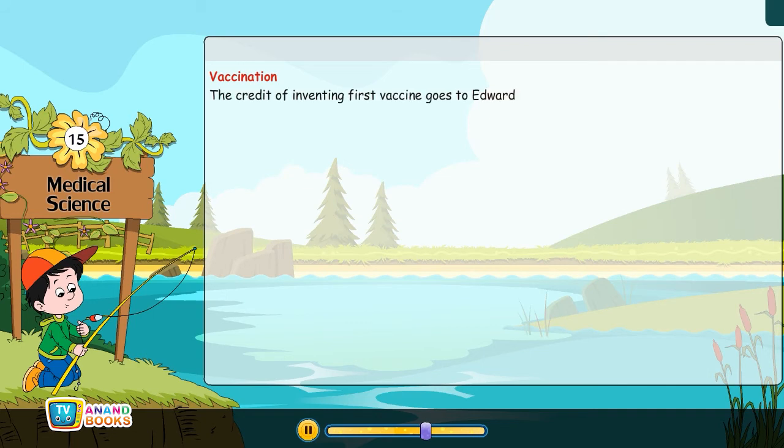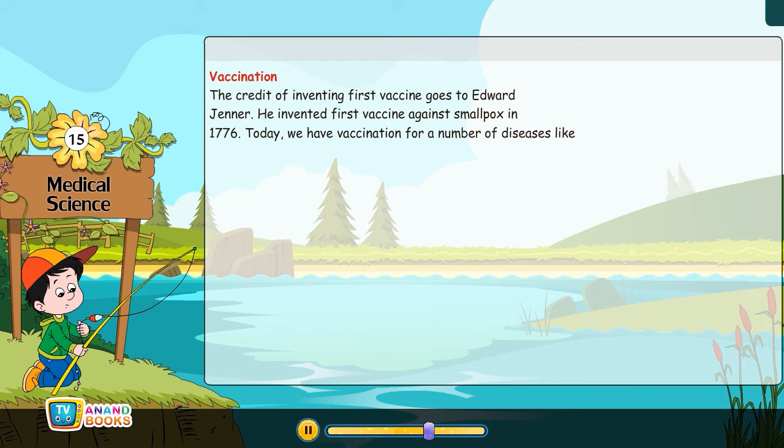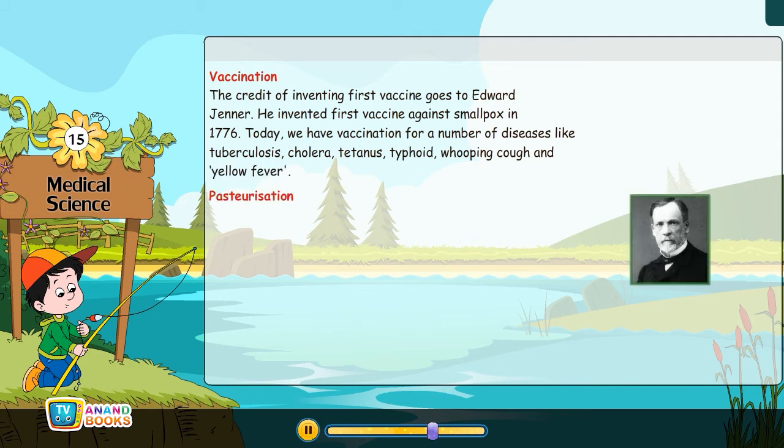Vaccination. The credit of inventing first vaccine goes to Edward Jenner. He invented first vaccine against smallpox in 1776. Today we have vaccination for a number of diseases like tuberculosis, cholera, tetanus, typhoid, whooping cough and yellow fever.